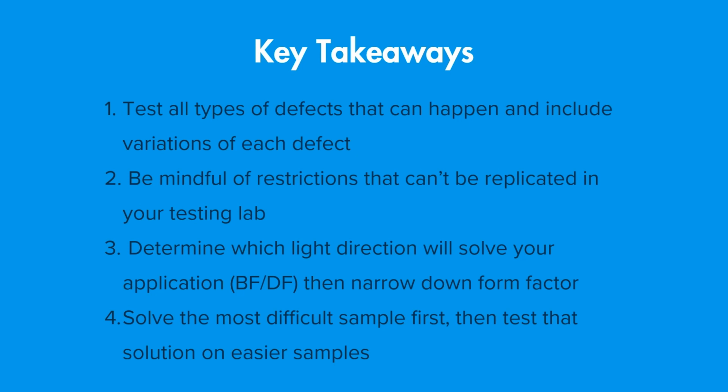The second one is to be mindful of restrictions that can't be replicated in your testing lab from your environment. If you can't test right next to a window, just make sure you're factoring in that ambient light could be a problem. The next takeaway is to determine which light direction will solve your application, do bright field then dark field, and then narrow down form factor, size, light working distance, color.